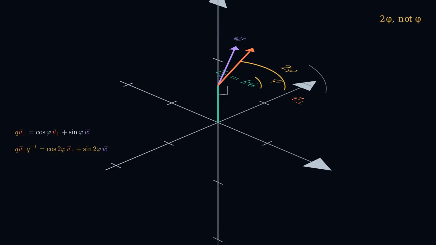This is where the half angle actually comes from. Not an assumption. A consequence of the sandwich doubling the angle. Since we want the true rotation angle to be theta, set 2 phi equal to theta, so phi equals theta over 2. That's the whole origin of the half angle. It's the unique choice that makes the doubled sandwich angle come out to theta.